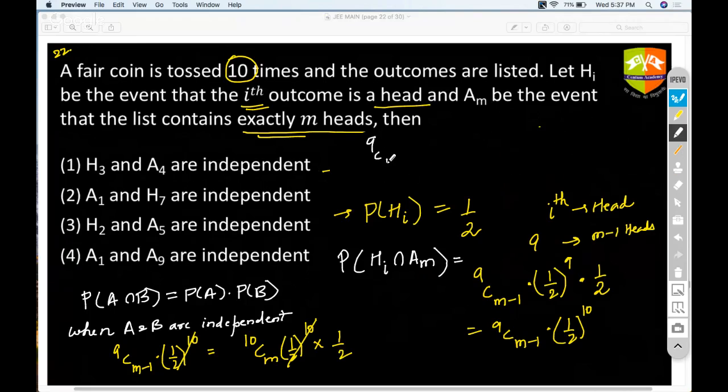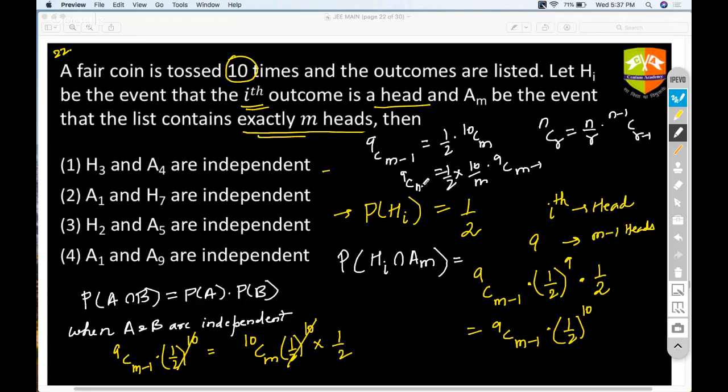So 9Cm minus 1 is half times 10Cm. Correct? Right? So I can use this formula: nCr is n by r into n minus 1 Cr minus 1. So I can use here 10 by m into 9Cm minus 1 is equal to 9Cm minus 1. So this and this get cancelled. So I finally get 5 by m is equal to 1. So m has to be 5.